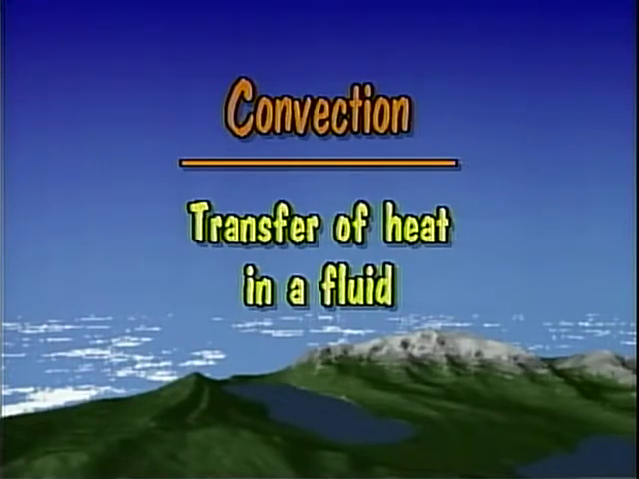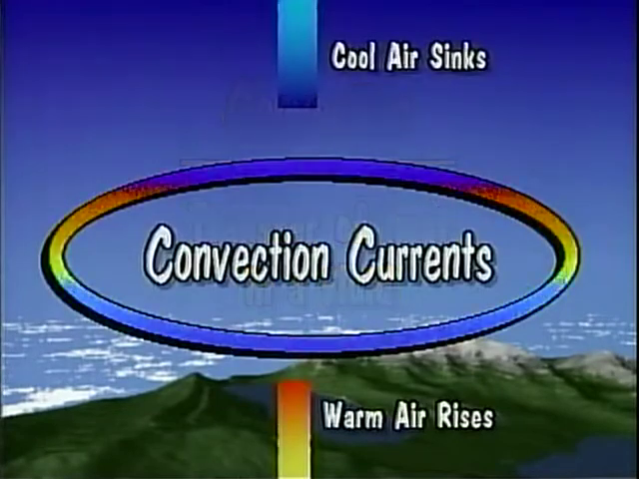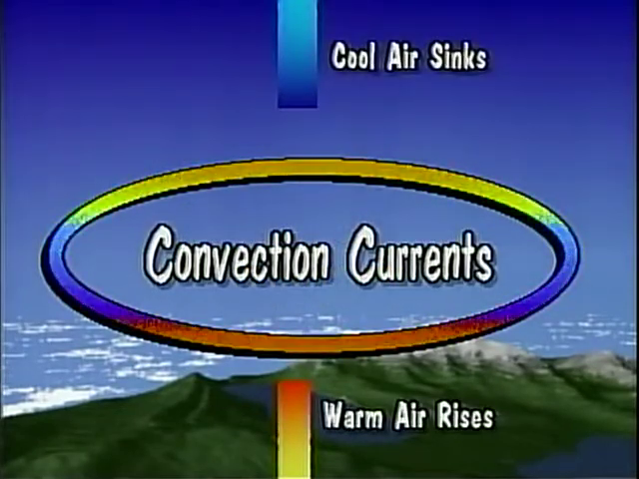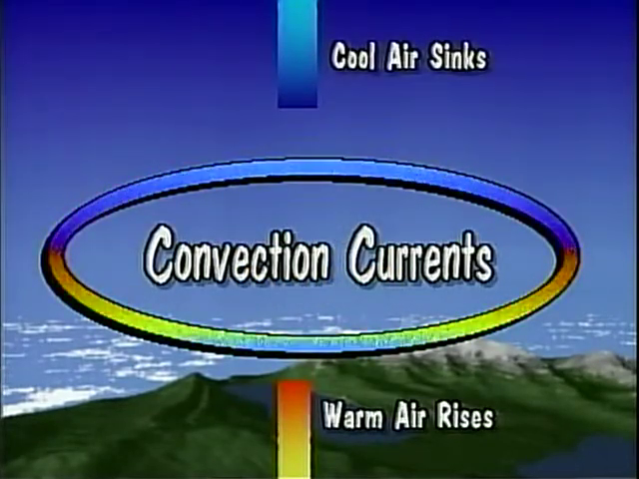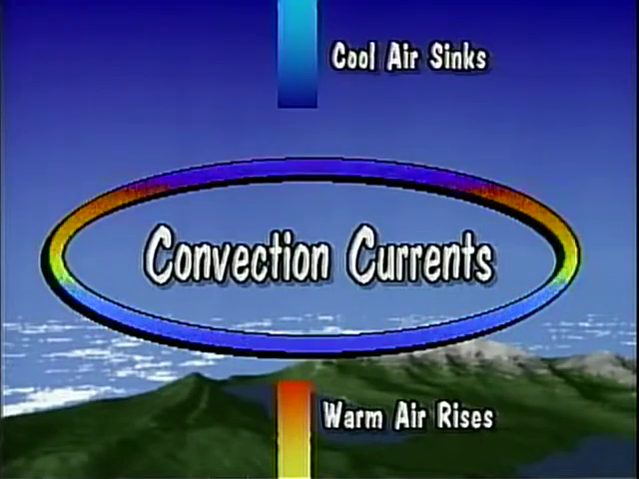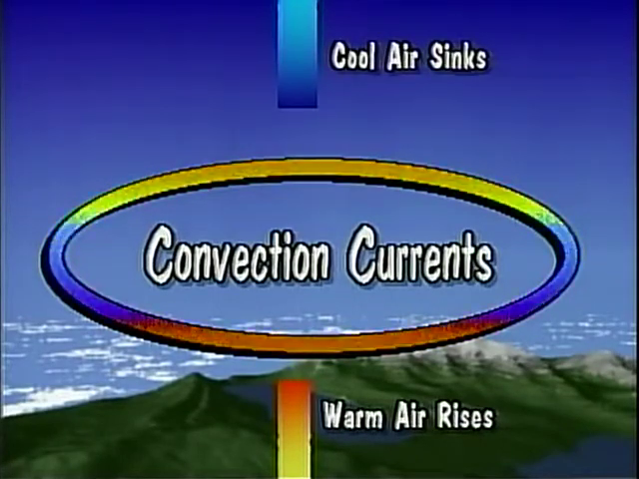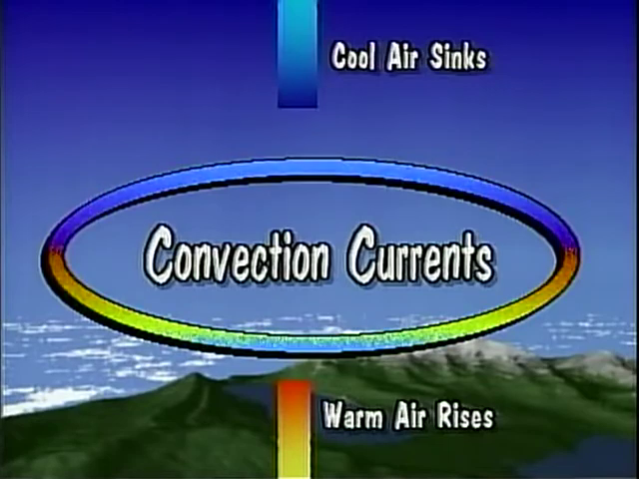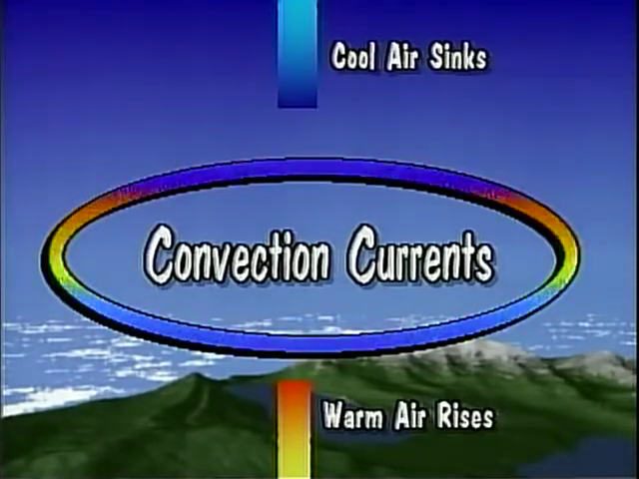Air is a fluid. When air near the Earth's surface is heated, it becomes less dense and rises. Cooler, more dense air sinks. When warm air rises and cool air sinks, convection currents are formed. These convection currents in our atmosphere cause our weather. Now, let's do an experiment to see how convection currents work.